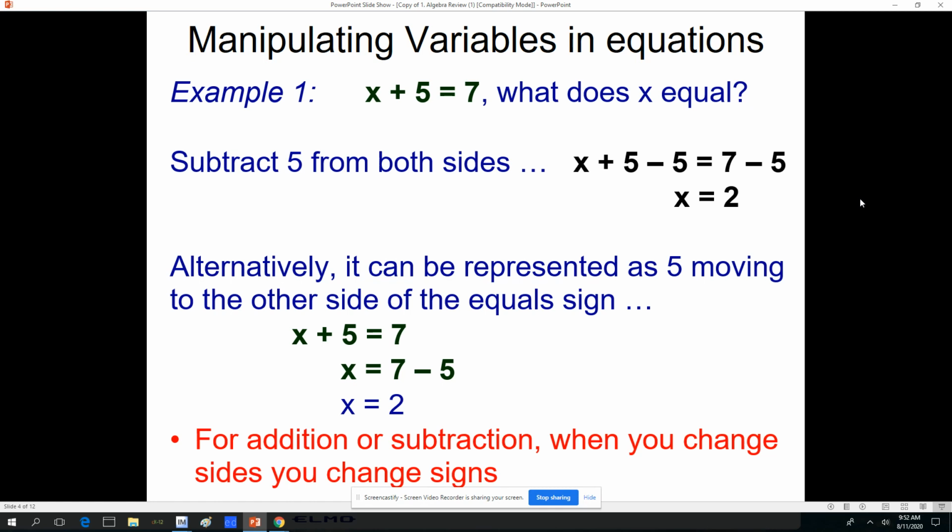So a good rule of thumb to keep in mind for addition or subtraction: when you change sides, change the sign. Or you can think of it as, what I do to one side, I do to the other.